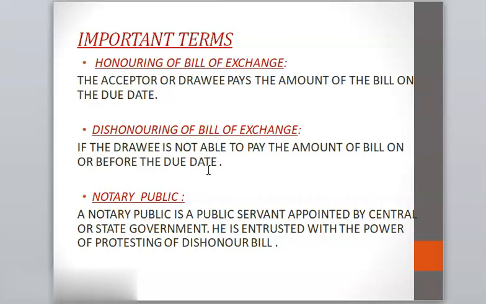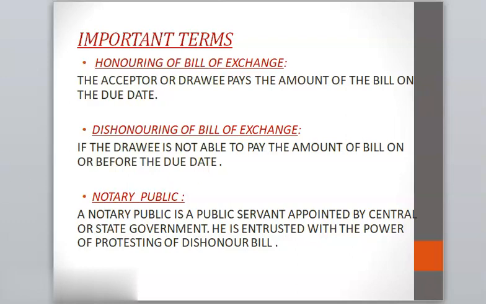Now in this case, it is very important that the drawer has to register this with the notary public, because it is a legal document as we have done in the introduction part. And therefore, what is meant by notary public? A notary public is a public servant appointed by a central or a state government. He is entrusted with the power of protesting a dishonored bill. It means he is going to keep the record that the bill has been dishonored, and therefore the drawer would be in a position to file a case on the drawee if he does not pay the bill. All these things we are going to study when we start the journal entry, right?